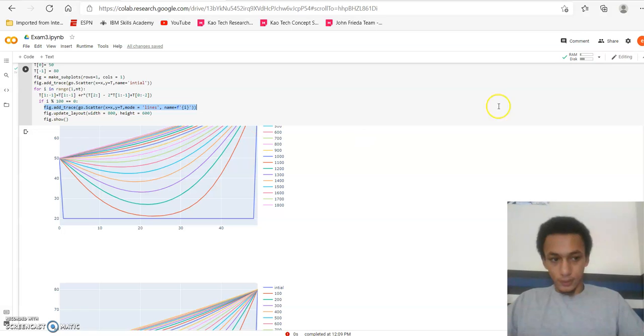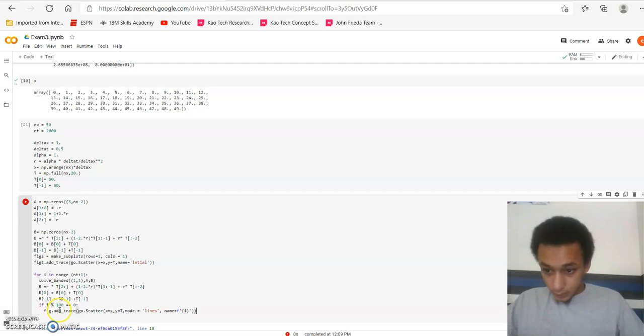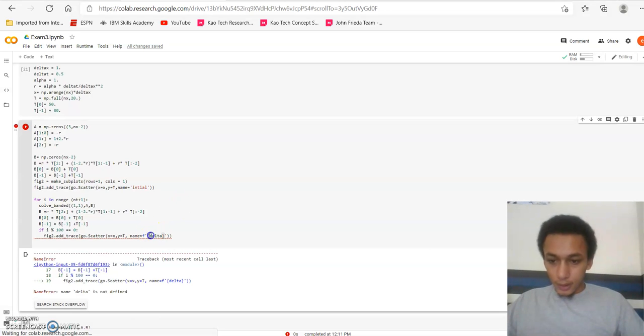So let's add fig.add_trace. Set the name. I don't know if we need lines. I don't think we'll need mode actually, so let's get rid of that. Shift enter. Delta T not defined. It's I times delta T, because delta T isn't defined.